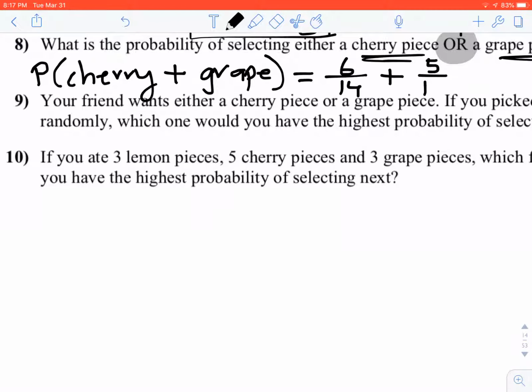So 5 out of 14. You are adding them separately. If you are adding on your calculator, make sure you are typing them in with parentheses, and hopefully you practiced this on your homework. If you're adding just on your own, add those top numbers. 6 plus 5 is 11, and you're leaving that denominator of 14 alone. So 11 over 14, that cannot be reduced any further.